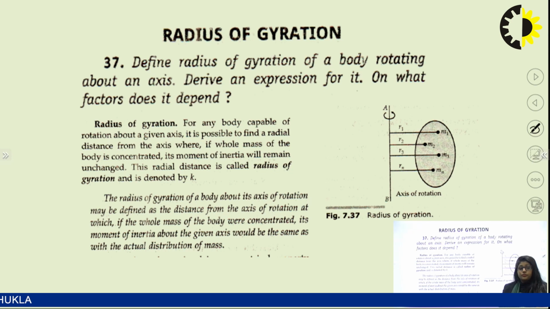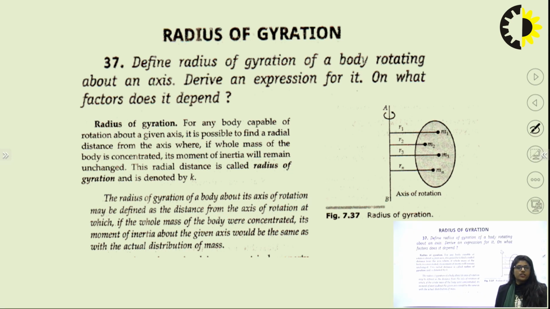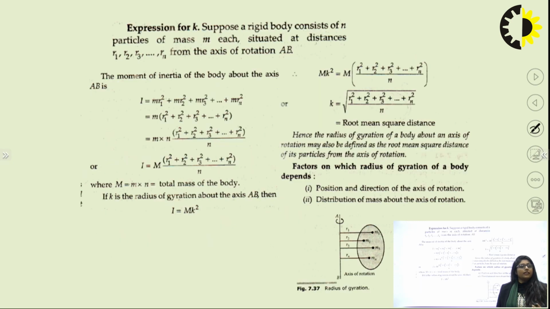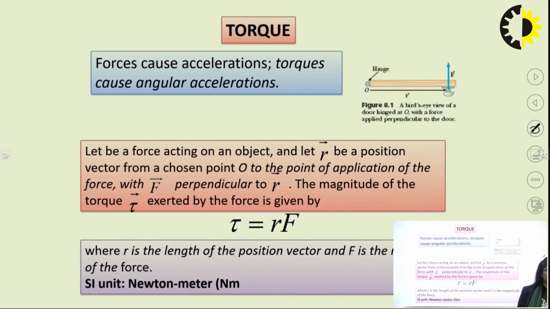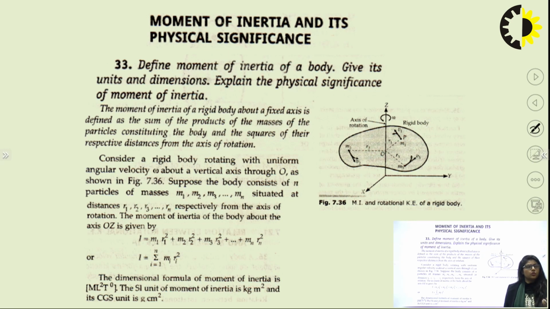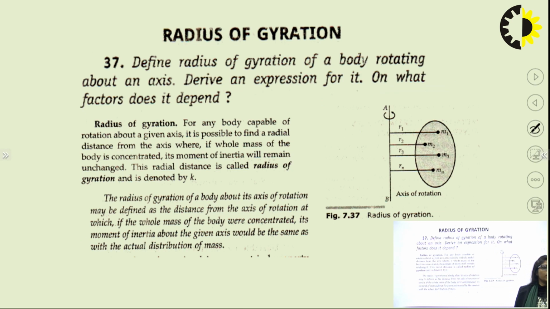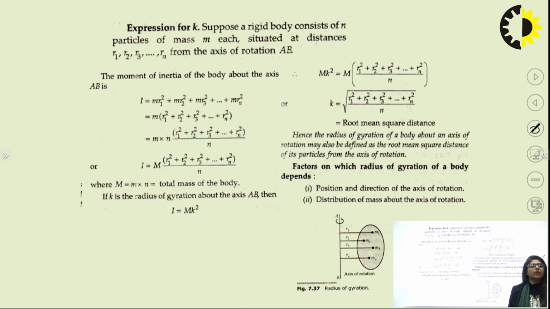If I want to formalize the radius of gyration, I can write I in terms of k square. K is denoted for radius of gyration, and I can write I is equal to mk square. How can I say that? I know that I is equal to m r1 square plus m r2 square plus m r3 square. In the previous slide I read about moment of inertia, the formula I is equal to m1 r1 square plus m2 r2 square. The same formula is used here, and since the mass is similar, m is used everywhere.